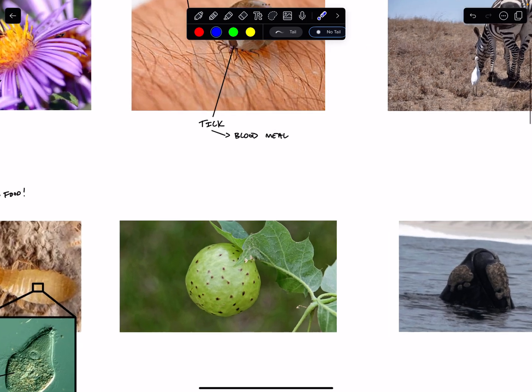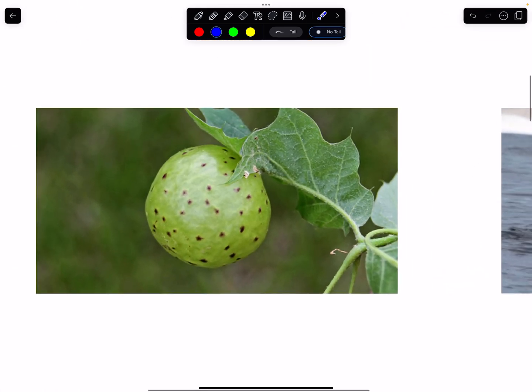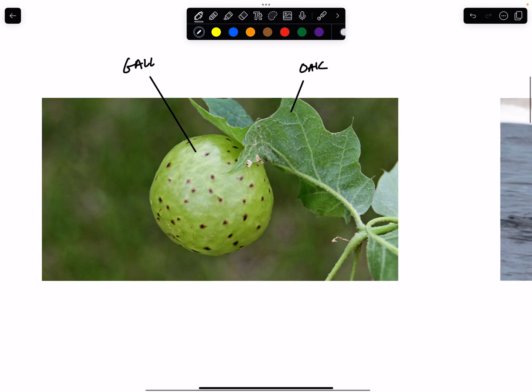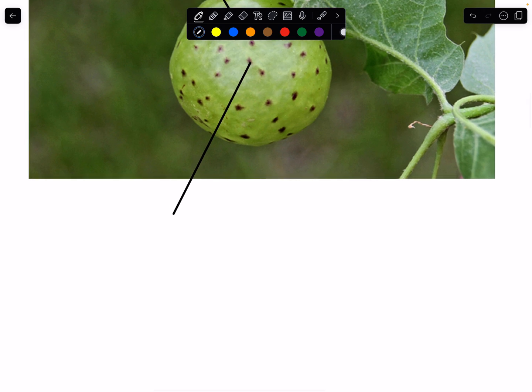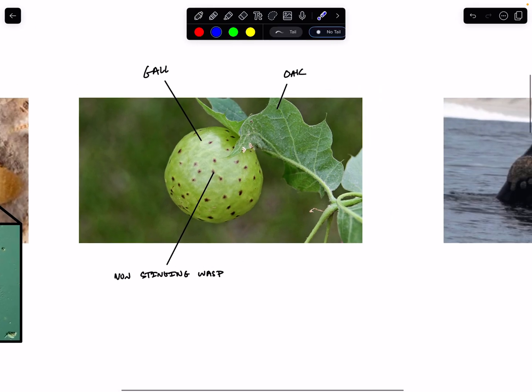Another example of parasitism is what's called an oak tree gall. So here we have an oak leaf. And this structure right here, this round structure, is called a gall. Inside of this round gall, if we were to break it open, we would see a little worm. This worm is actually going to metamorphose inside of this gall into what's called a non-stinging wasp. The little worm is a wasp larva.